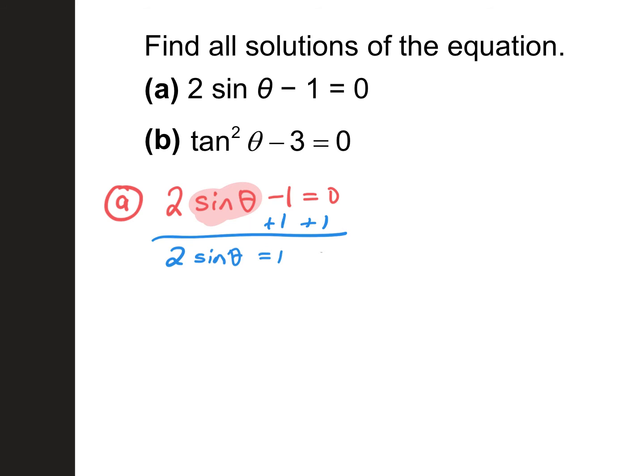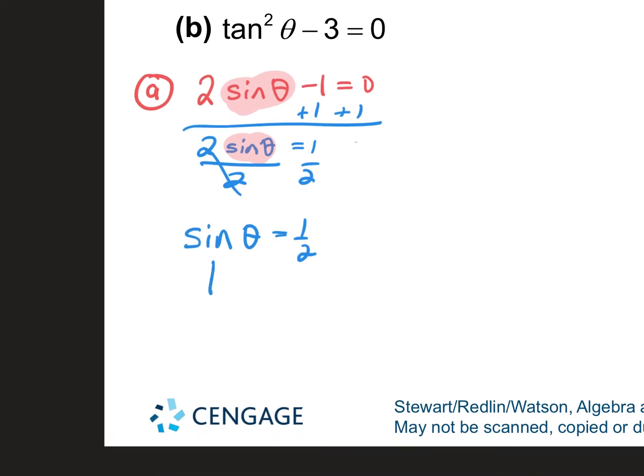Is that by itself yet? If you don't see it, highlight it. What would I do now to get the sine of theta by itself? Perfect. Divide by 2. So I have sine theta equals 1/2. So this question is saying what? What does sine mean? X or Y? Y values. I'm looking for where on my unit circle that the Y values are 1/2.